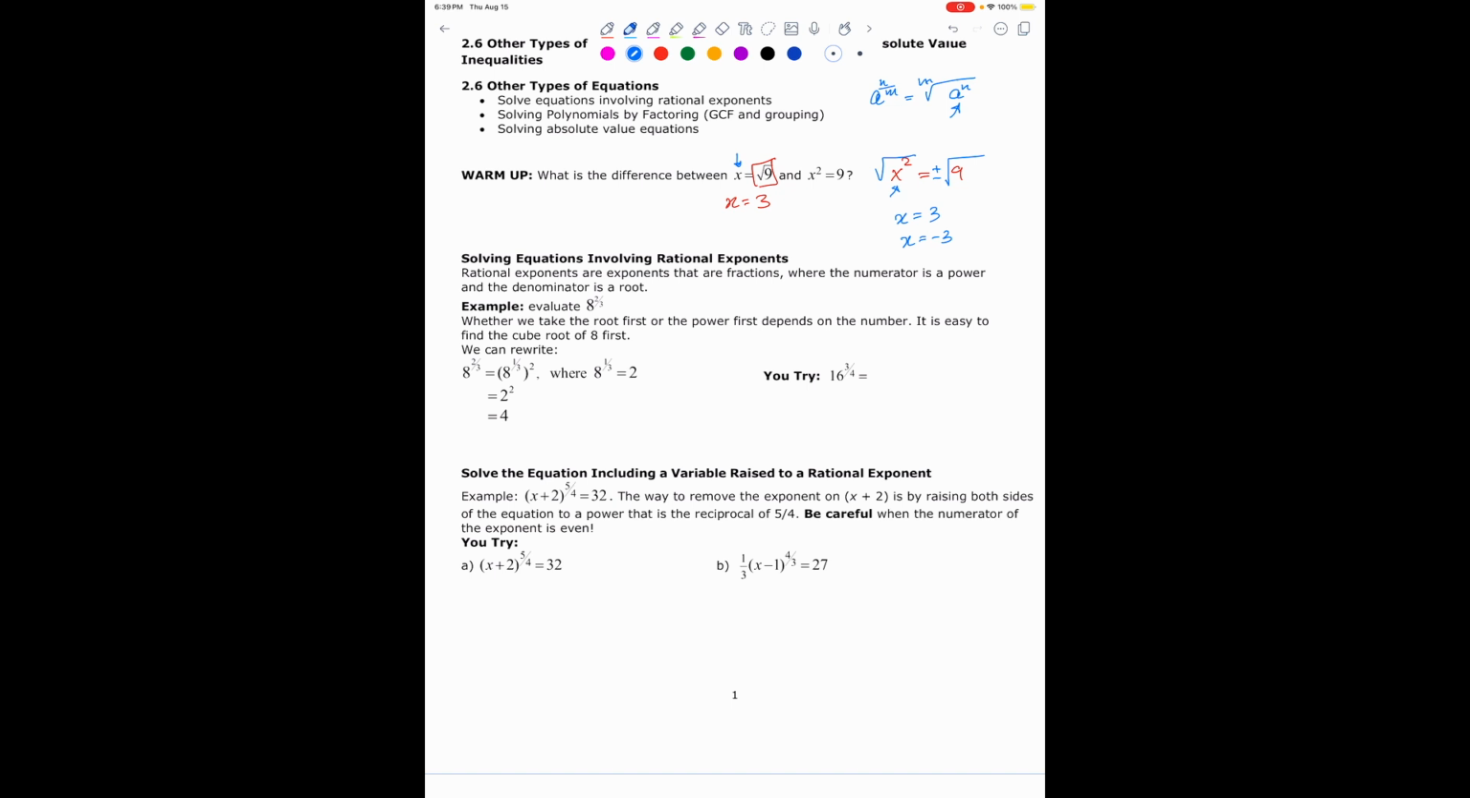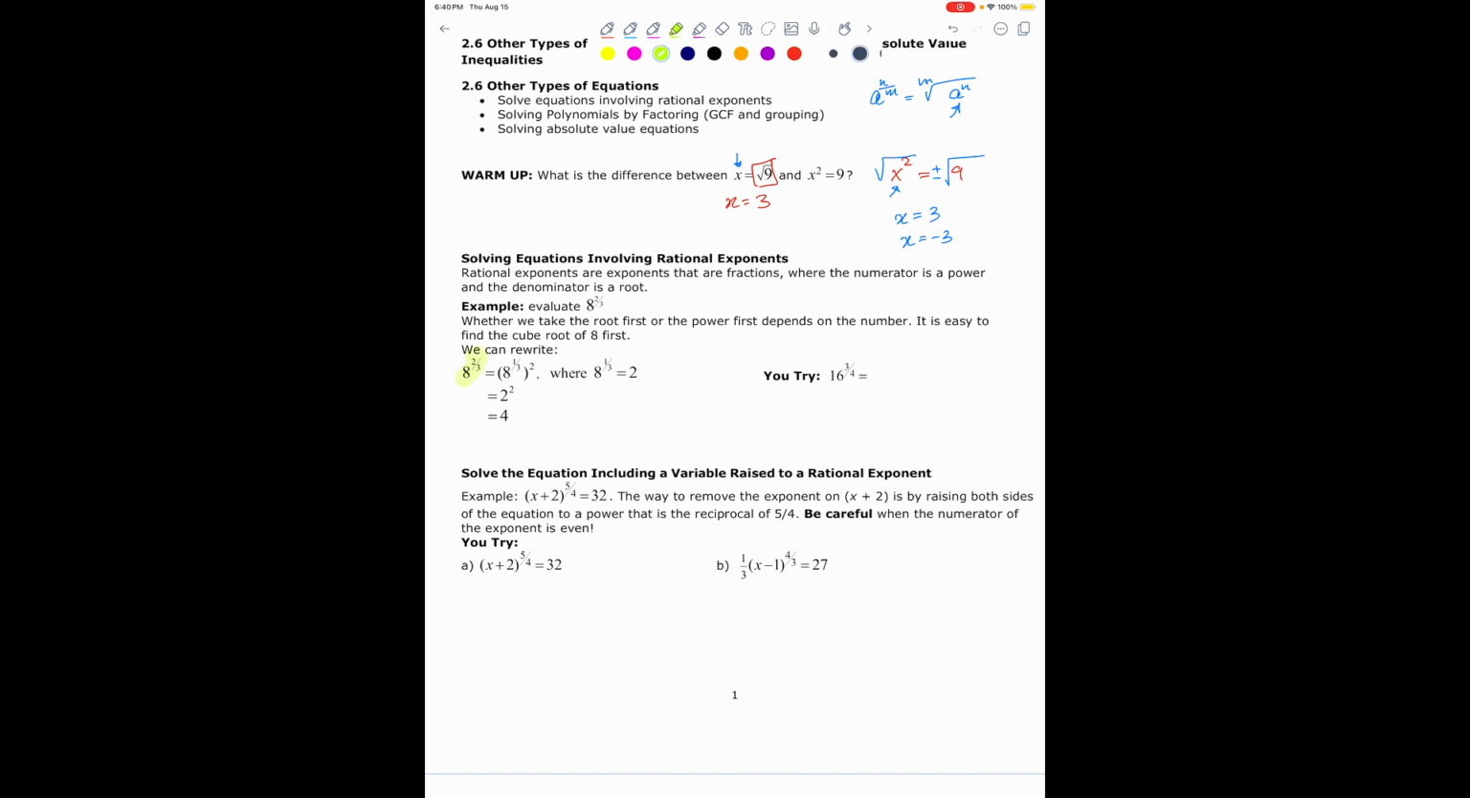Let's look at the first example here. It's done for us. So we want to evaluate 8 to the 2 over 3. Whether we take the root first or the power first depends on the number. Sometimes it's easier to take the root first and then we raise the number to the power. Like in this case, for example, we know what is the cube root of 8.